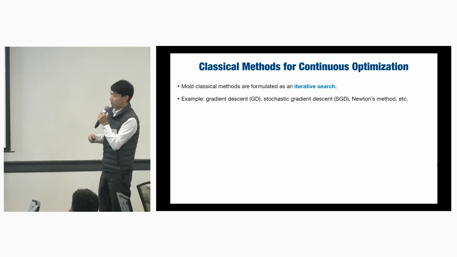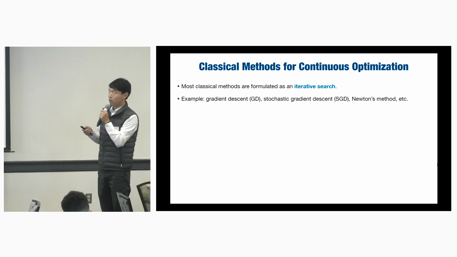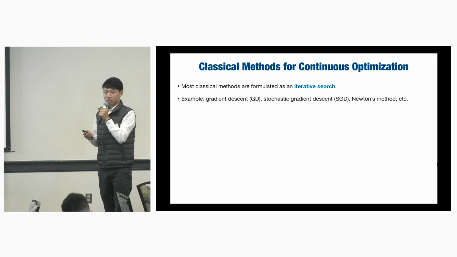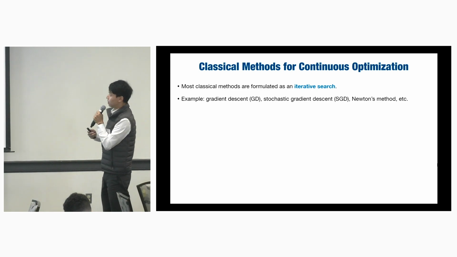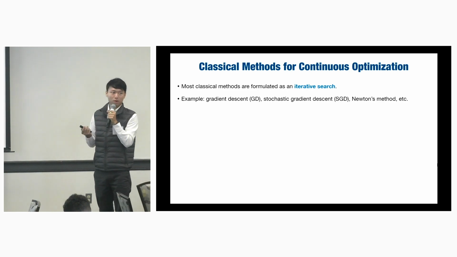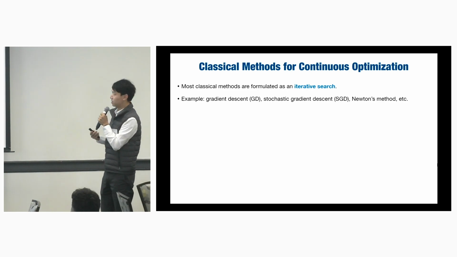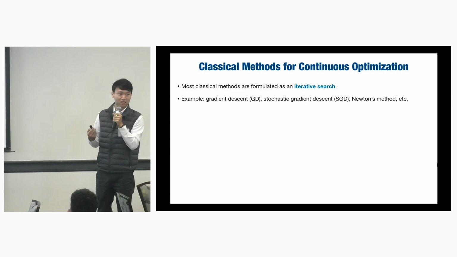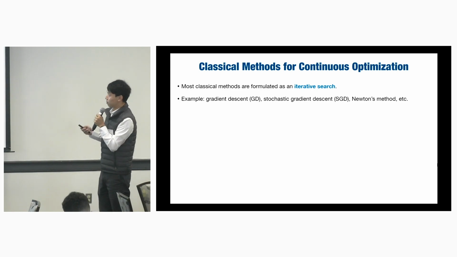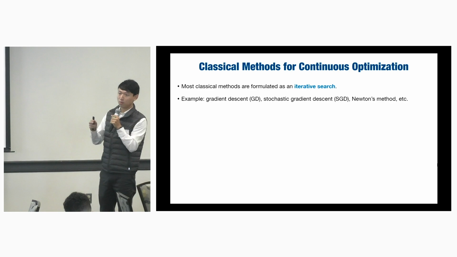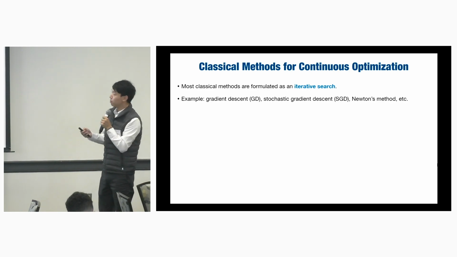So for classical methods, for this type of continuous optimization problem, the most widely used classical algorithms are iterative search, like many of the very famous algorithms such as gradient descent, stochastic gradient descent, Newton's method, the second-order methods. All of those algorithms are formulated as an iterative process in which you have a series of updates, and in each update you just do something simple.